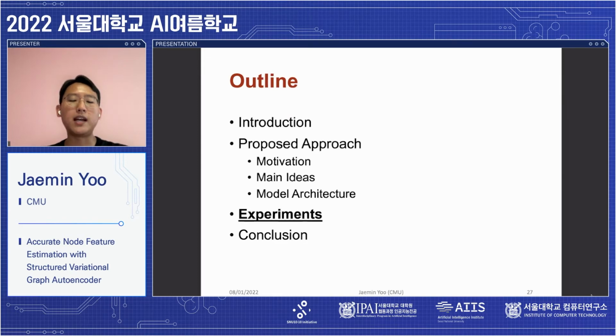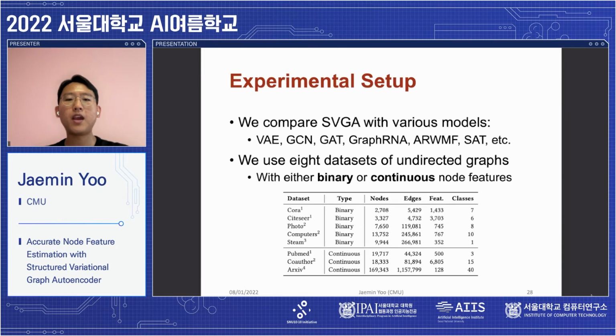Now I'll explain our experimental results. We compare our SVGA with various models proposed for feature estimation, including VAE, GCN, GAT, and so on. We use 8 data sets of undirected graphs containing either binary or continuous node features. This is a summary of our data sets, and 5 data sets contain binary features and 3 of them contain continuous features. The number of features that we aim to estimate varies from 300 to 6,000.